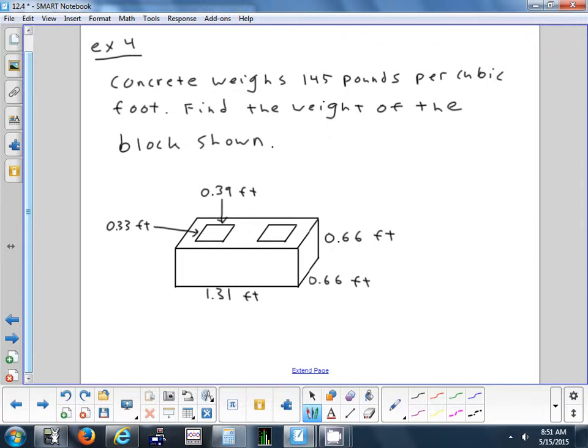All right, so last problem we'll look at is this object. Okay? So we've got a concrete block. And I'm telling you how much concrete weighs per cubic foot. All right? So it's almost kind of like the density in a way. It's how much a cubic foot of it weighs. I want to find the weight of this block shown.